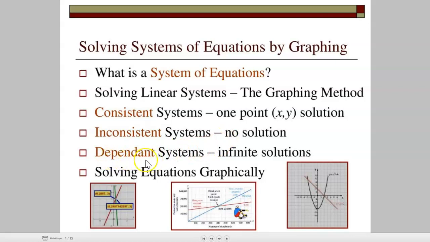And if it's asking you about dependent systems, you can identify a dependent system because one of the equations is a multiple of the other equation. I'll give some examples here in a minute. But when there's dependent systems, that usually means it's a line on top of a line, right? And so that gives us infinite solutions, all right?